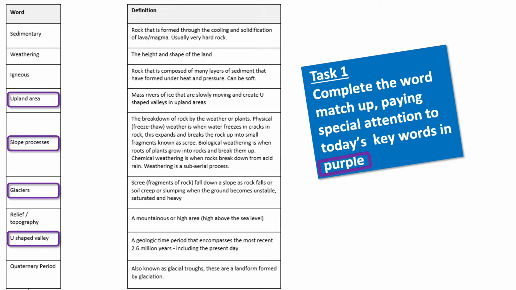So here's the word matchup. What I've done for you is highlight 4 key terms that are of special interest for today. So they are upland area, slope processes, glaciers, and U-shaped valley. Of course, the rest are important. We visited them last week, but the 4 in purple are of particular importance today.